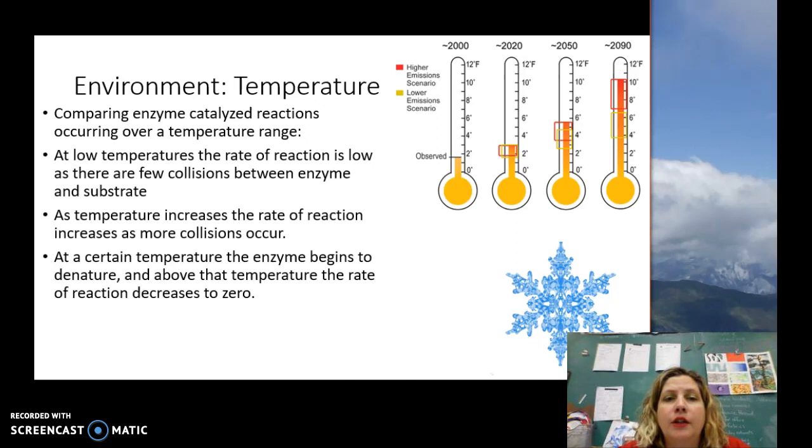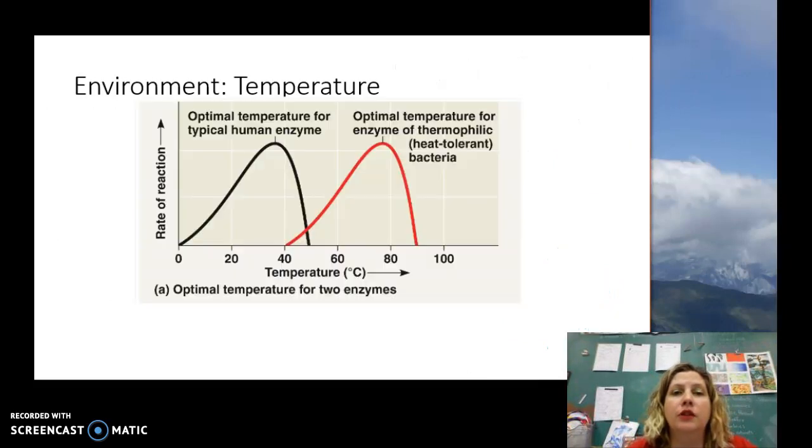Okay, so the environment. Comparing enzyme catalyzed reactions occurring over a temperature range. At low temperatures, the rate of reaction is low as there are few collisions between enzyme and substrate. As the temperature increases, the rate of reaction increases as more collisions occur. At a certain temperature, though, the enzyme begins to denature because it's made of protein, and above that temperature, the rate of reaction decreases to 0. We can look at this graphically and see what this reaction looks like.